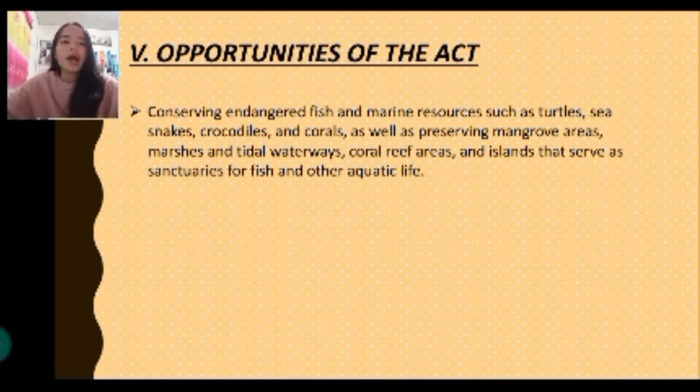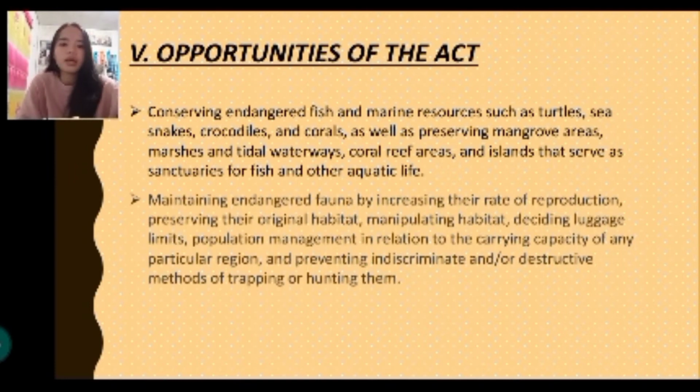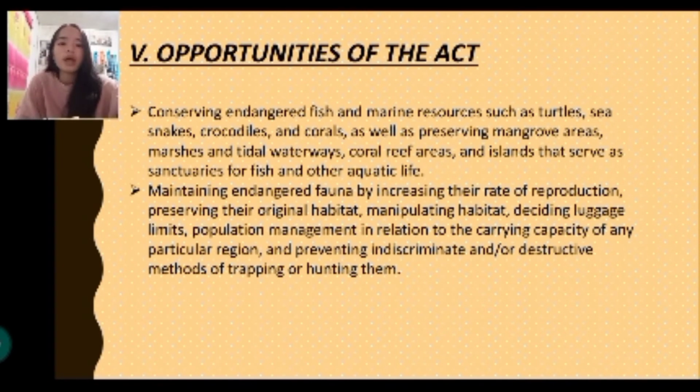For the opportunities of the Act, first is conserving endangered fish and marine resources such as turtles, sea snakes, crocodiles, and corals, as well as preserving mangrove areas, marshes and tidal waterways, coral reef areas, and islands that serve as sanctuaries for fish and other aquatic life. Next is maintaining endangered fauna by increasing their rate of reproduction, preserving their original habitat, manipulating habitat, deciding bag limits, population management in relation to the carrying capacity of any particular region, and preventing indiscriminate or destructive methods of trapping or hunting them.